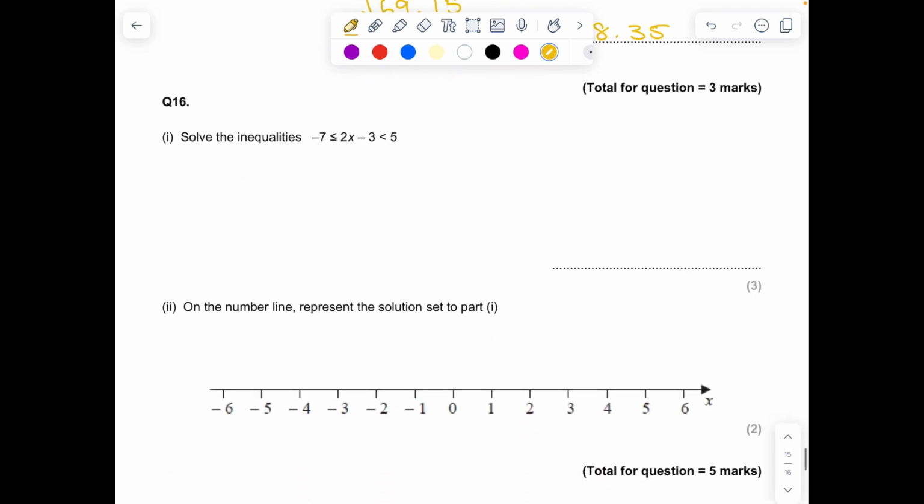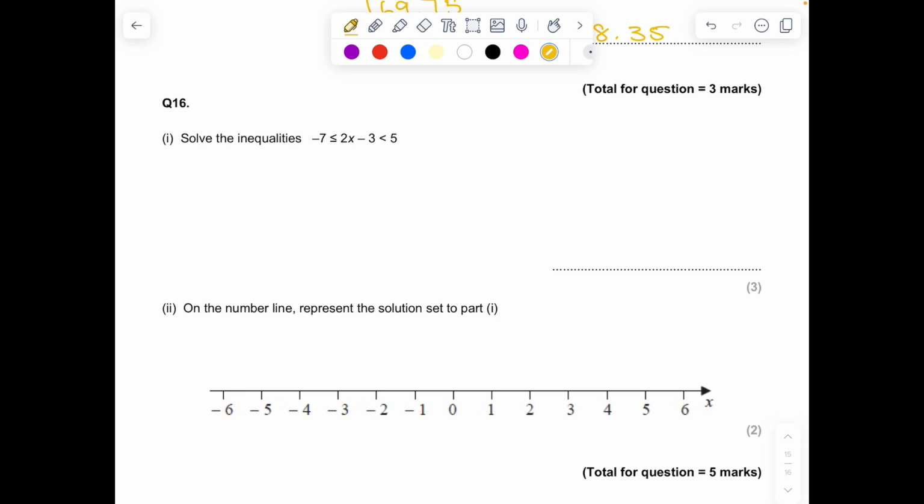Okay, number 16, solve the inequality. So we need to do it to both sides. So I'm going to add 3 here, add 3 here, and add 3 here. Adding 3 gets rid of the take away 3. So what I'm left with then is minus 7 plus 3 is minus 4. The 2x stays here, and then 5 plus 3 is 8.